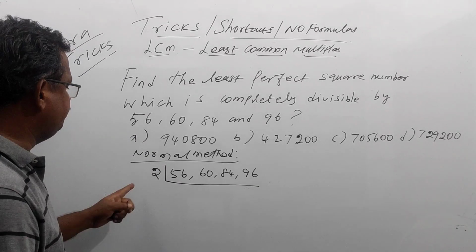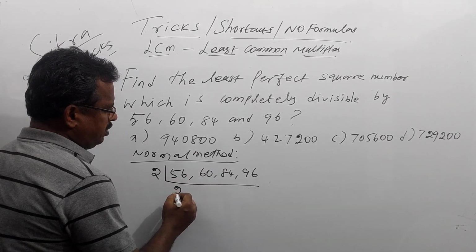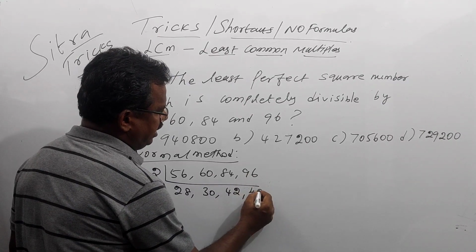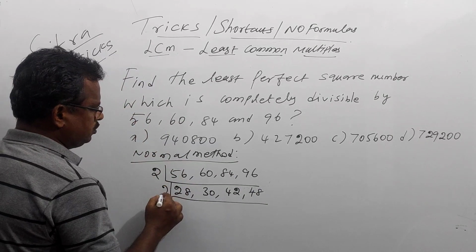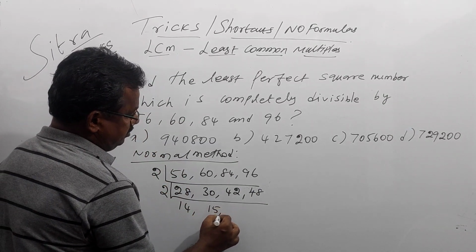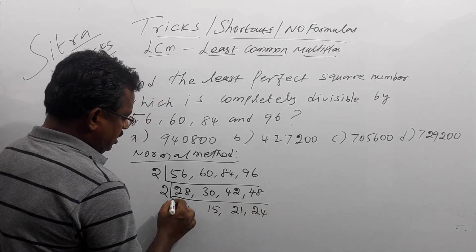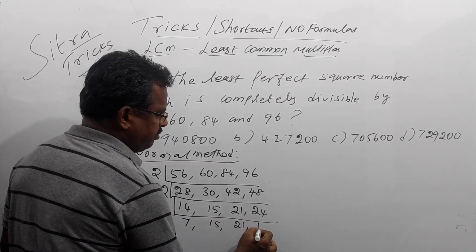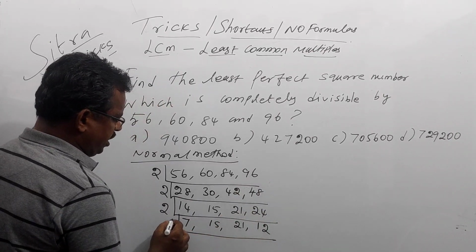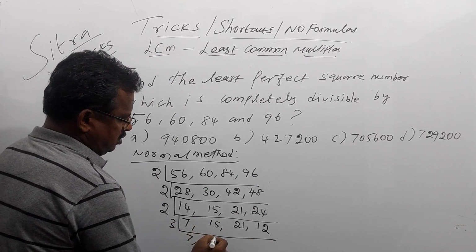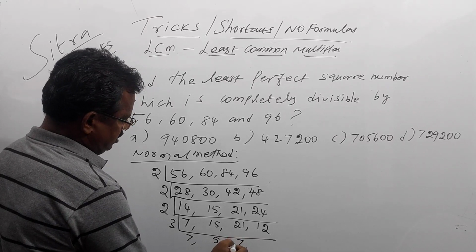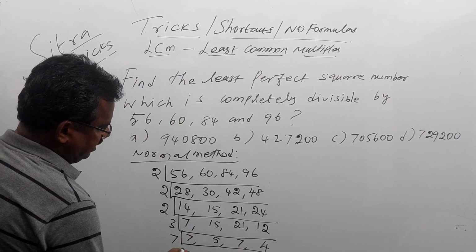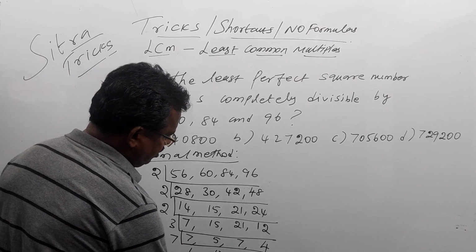The smallest prime number is 2, so divide by 2. Again divide by 2, and again divide by 2, keeping the numbers that cannot be divided. Then divide by 3, and then divide by 7.